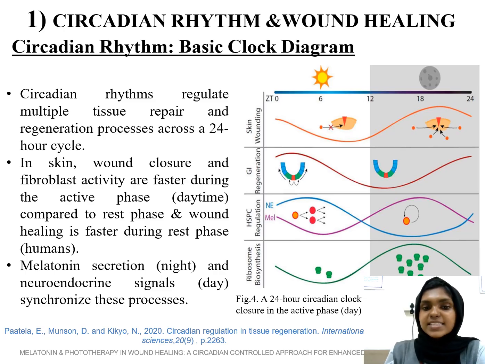And as we can see that the melatonin production is high in night. Melatonin secretion and neuroendocrine signals synchronize these processes. In skin, wound closure and fibroblast activity are faster during the active phase compared to the rest phase, and wound healing is faster during rest phase.